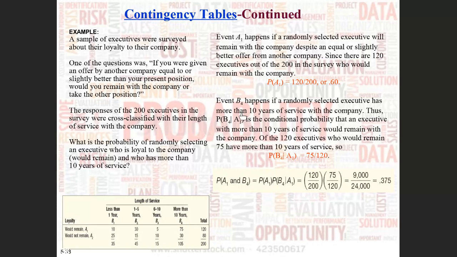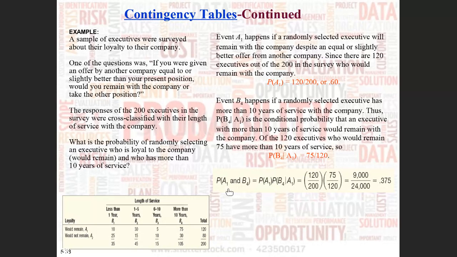Event B4, because we're looking at people with long-term service of 10 years or more, happens if a randomly selected executive has more than 10 years of service with the company. Thus, the probability of B4 given A1 is a conditional probability that an executive with more than 10 years of service would remain with the company. So of the 120 executives who would remain, 75 have more than 10 years of service. So the probability of B4 given A1 is 75 divided by 120.